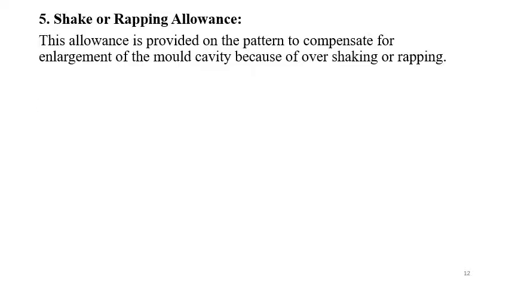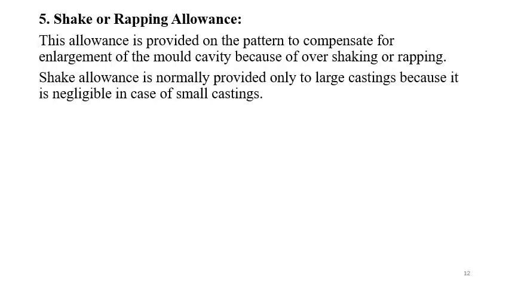Next you can go to shake and warping allowance. This allowance is provided on the pattern to compensate for enlargement of the mold cavity because of over-shaking or warping. Shake allowance is normally provided only for large castings. For small and medium size castings the warping allowance is not necessary; it is required for bigger size castings. The warping or shake losses are negligible in the case of small castings.